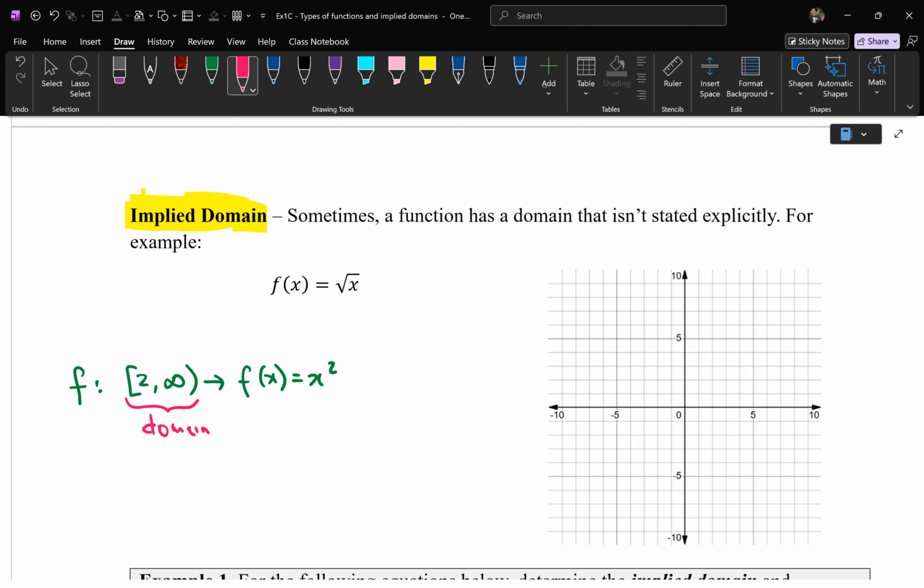Oh, sorry. Thank you. I was so focused on the function. Yes, you're right. There we go. Thank you.